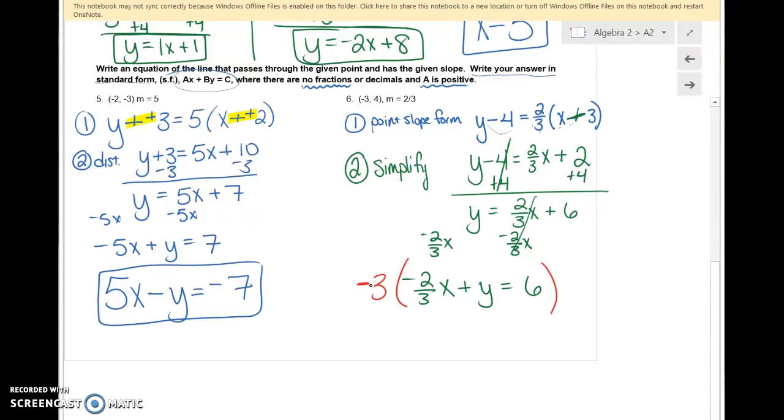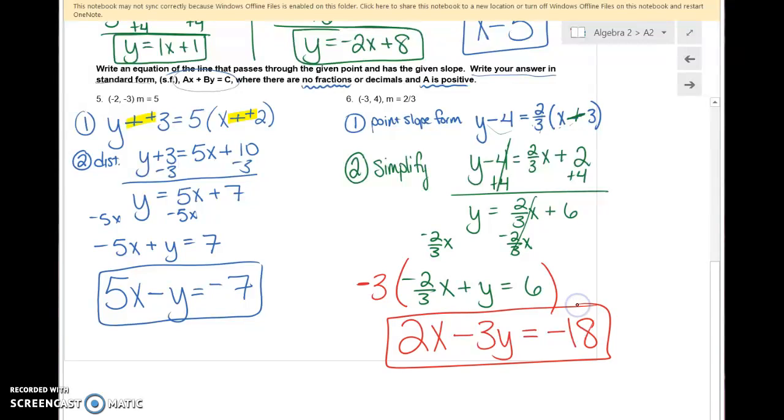So 3 times negative 2/3 is positive 2. Negative 3 times y is negative 3y. And negative 3 times 6 is negative 18. Now we have standard form with no fractions, no decimals, and our a value is positive.